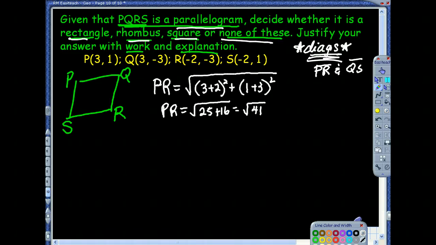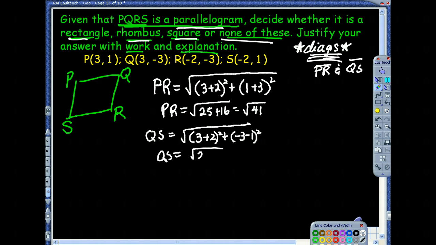So that's one diagonal. Okay, let's find the diagonal QS. So now I'm going to take 3 plus 2, quantity squared, and negative 3 minus 1, quantity squared. And that's going to give us 5 squared, 25, and negative 4 squared is 16. Oh, we still get a radical 41. So we already know this definitely is going to be a rectangle of some sorts.